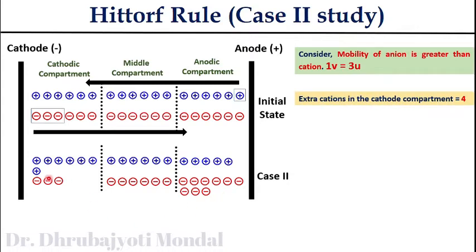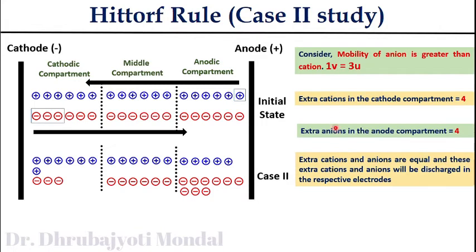So now we have to find the total number of cations and the total number of anions, that is, the extra cations and anions. The extra cations in the cathodic compartment are equal to 7 minus 3, so 4 is the extra cation. The extra anions in the anodic compartment are 9 minus 5, so also equal to 4. So again you can see these extra cations and anions are equal, and these extra cations and anions will again be discharged at the respective electrodes.